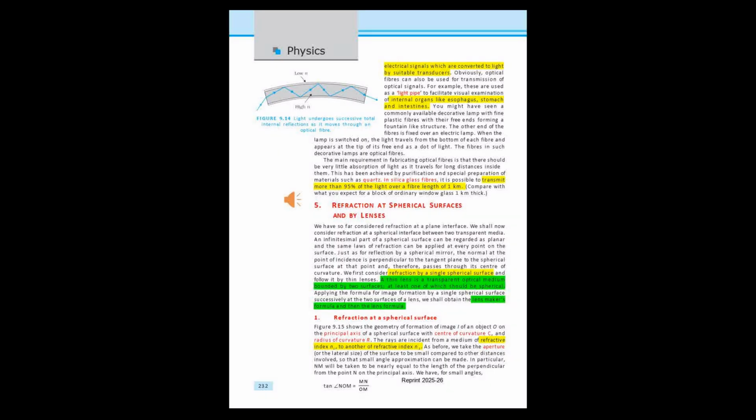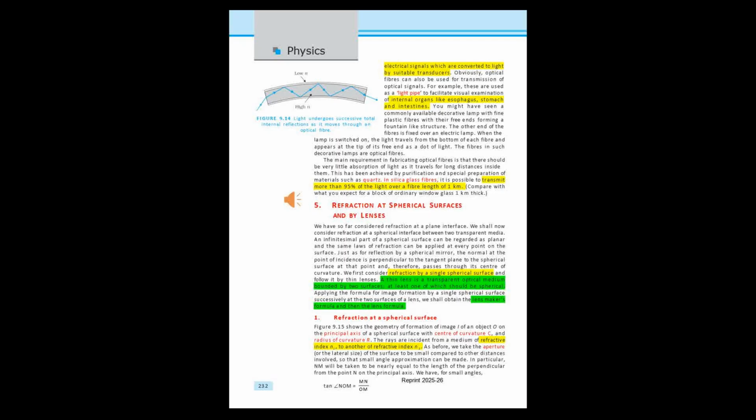We first consider refraction by a single spherical surface and follow it by thin lenses. A thin lens is a transparent optical medium bounded by two surfaces, at least one of which should be spherical. Applying the formula for image formation by a single spherical surface successively at the two surfaces of a lens, we shall obtain the lens maker's formula and then the lens formula. Refraction at a spherical surface.